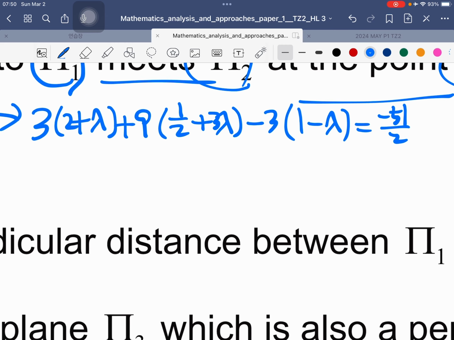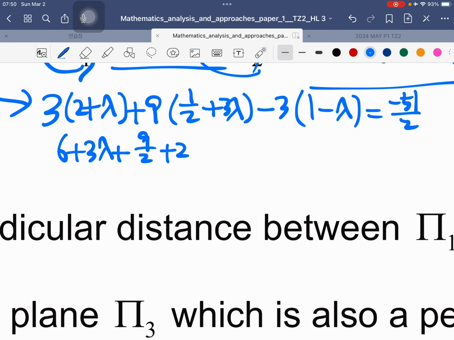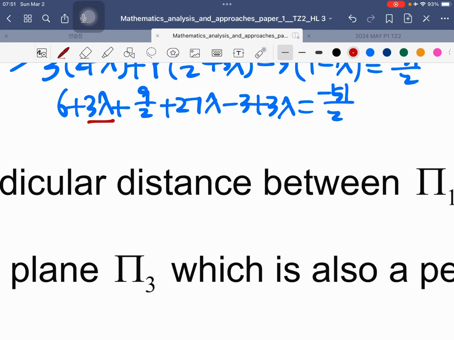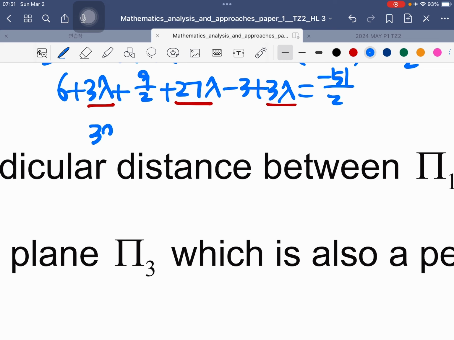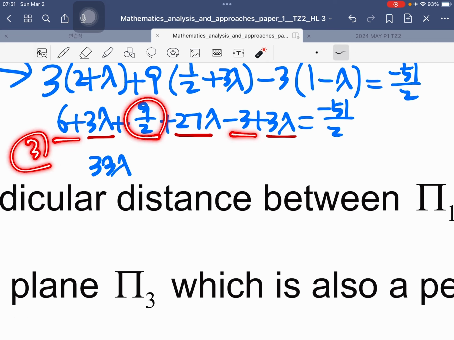We need to get lambda. Expanding, we have 6 plus 3 lambda plus 9/2 plus 27 lambda, minus 3 plus 3 lambda, equals minus 51 over 2. So the lambda terms are 3 lambda, 27 lambda and 3 lambda, totaling 33 lambda, and the constants are 6 minus 3 plus 9 over 2.